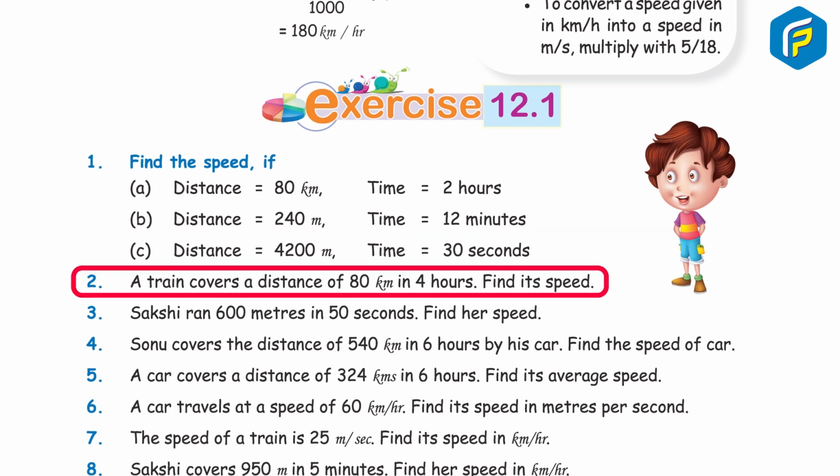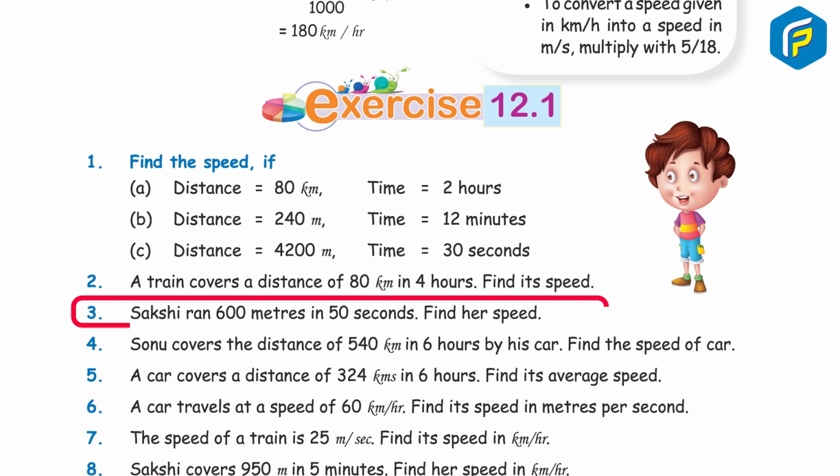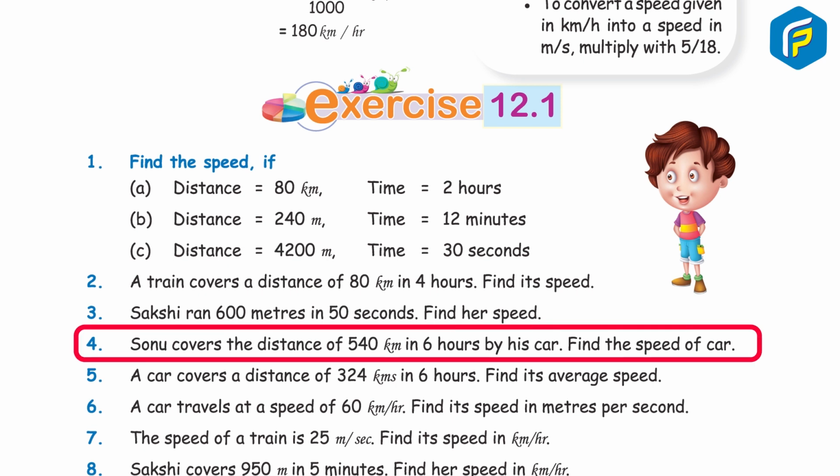Question 2. A train covers a distance of 80 km in 4 hours. Find its speed. Answer: 20 km per hour. Question 3. Sakshi ran 600 meters in 50 seconds. Find her speed. Answer: 12 meters per second. Question 4. Sonu covers the distance of 540 km in 6 hours by his car. Find the speed of the car. Answer: 90 km per hour.